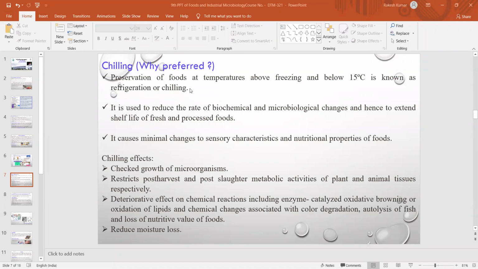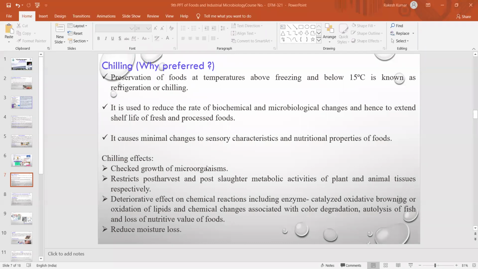So our main aim is to restrict the ongoing biochemical or microbiological changes in different food items. You have to restrict the environmental condition. It causes minimum changes in sensory characteristics and nutritional properties of food. So it is one of the most important points for selecting this chilling process. Everyone recommends that just after harvesting or procurement, your product should be immediately chilled below 4 degrees centigrade or near to freezing point. It is just because of these reasons.